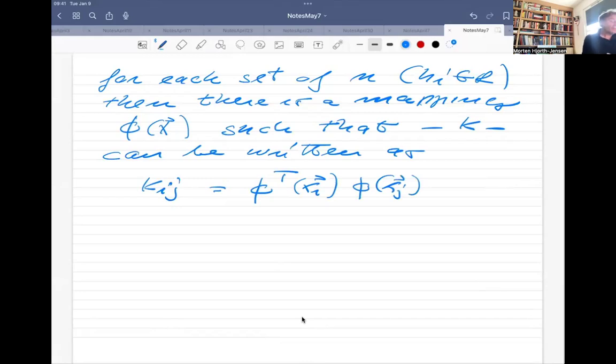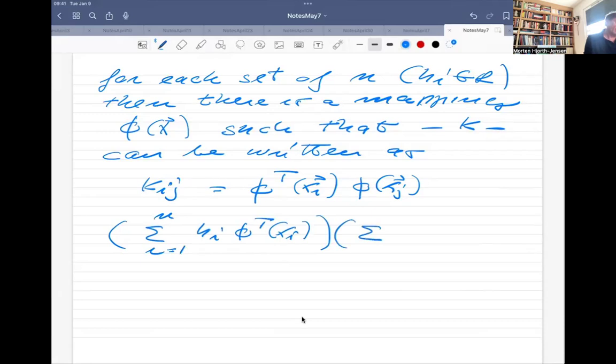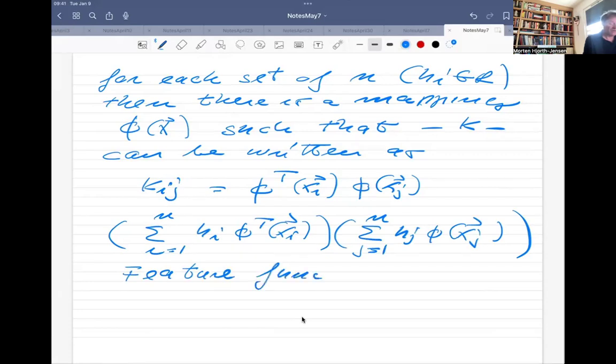And we could then rewrite the previous equation as a sum from i equal 1 up to n of h_i and phi transpose of x_i, multiplied with a summation from j equal 1 up to n of h_j and phi of x_j. So this defines a so-called feature function. This is normally often called a feature function or feature mapping.